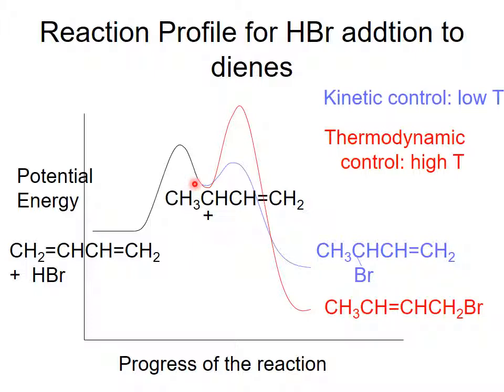But if the temperatures are high, you have this form, but then it reverses. And then you have this form, and then it reverses. And then, once in a while, this will form, and it doesn't reverse. And pretty much all of this that formed reverses, and then this accumulates. So we end up making the 1,4 product at higher temperatures. Kinetic control at low temperatures, thermodynamic control at high temperatures.